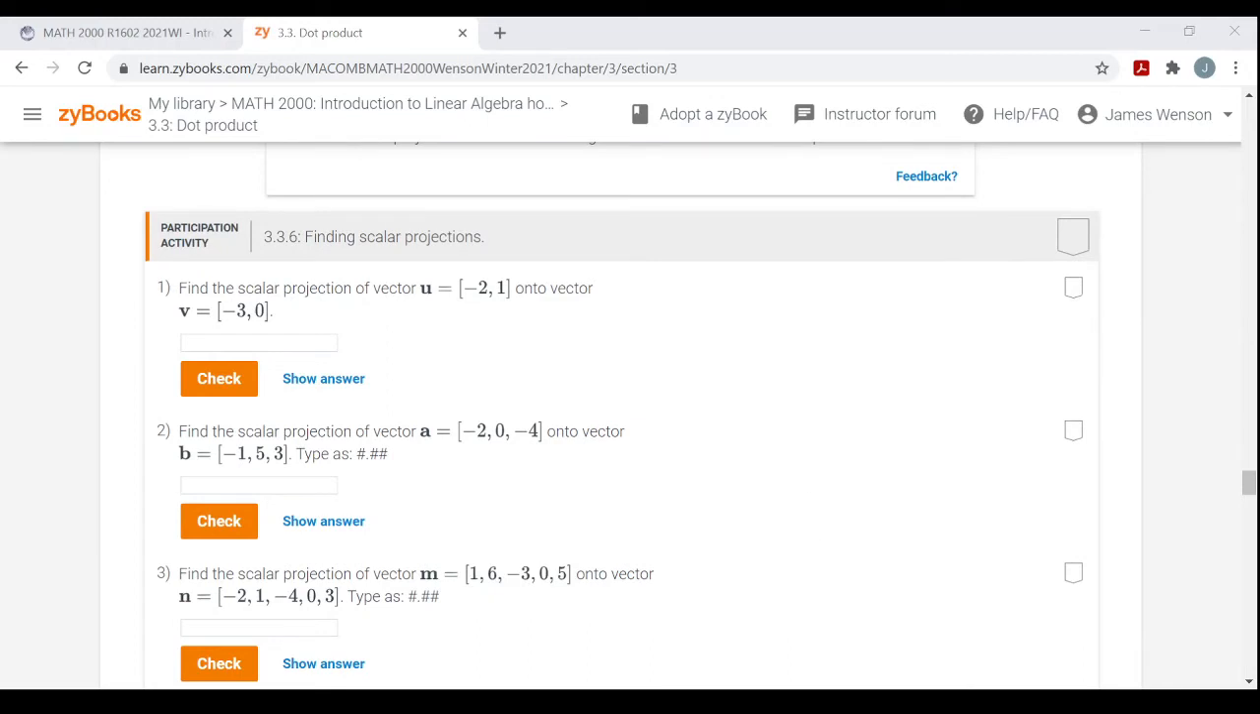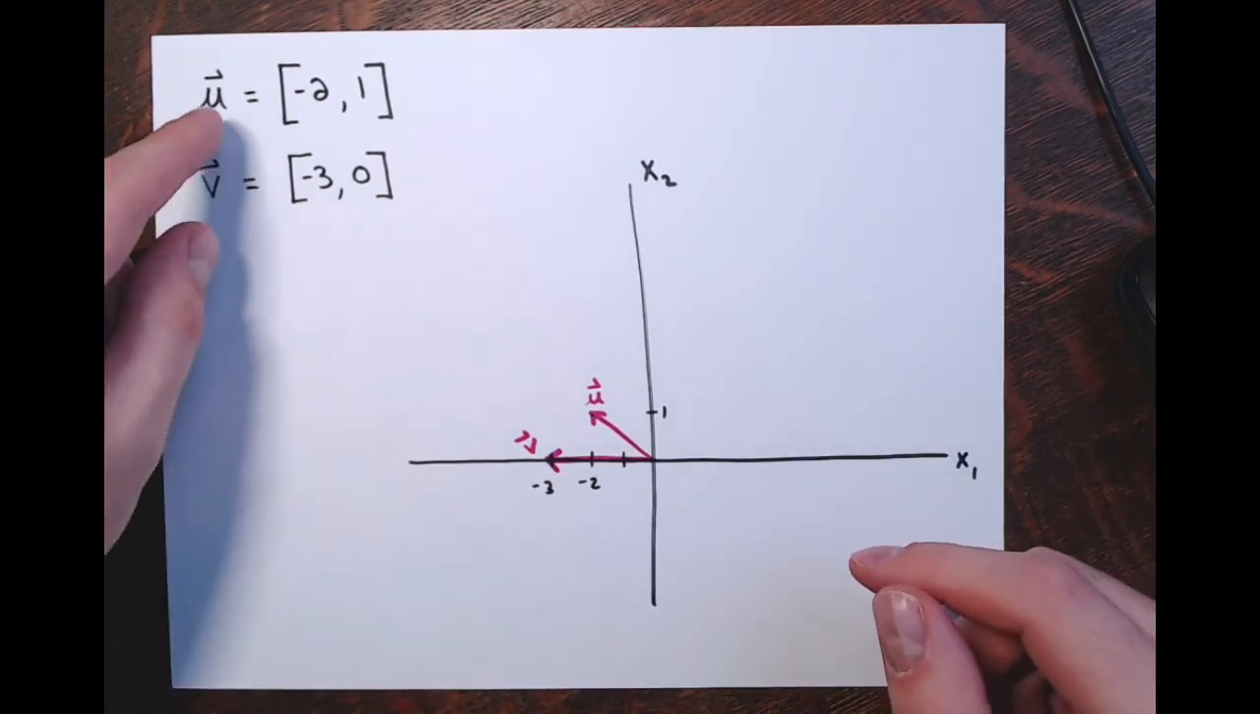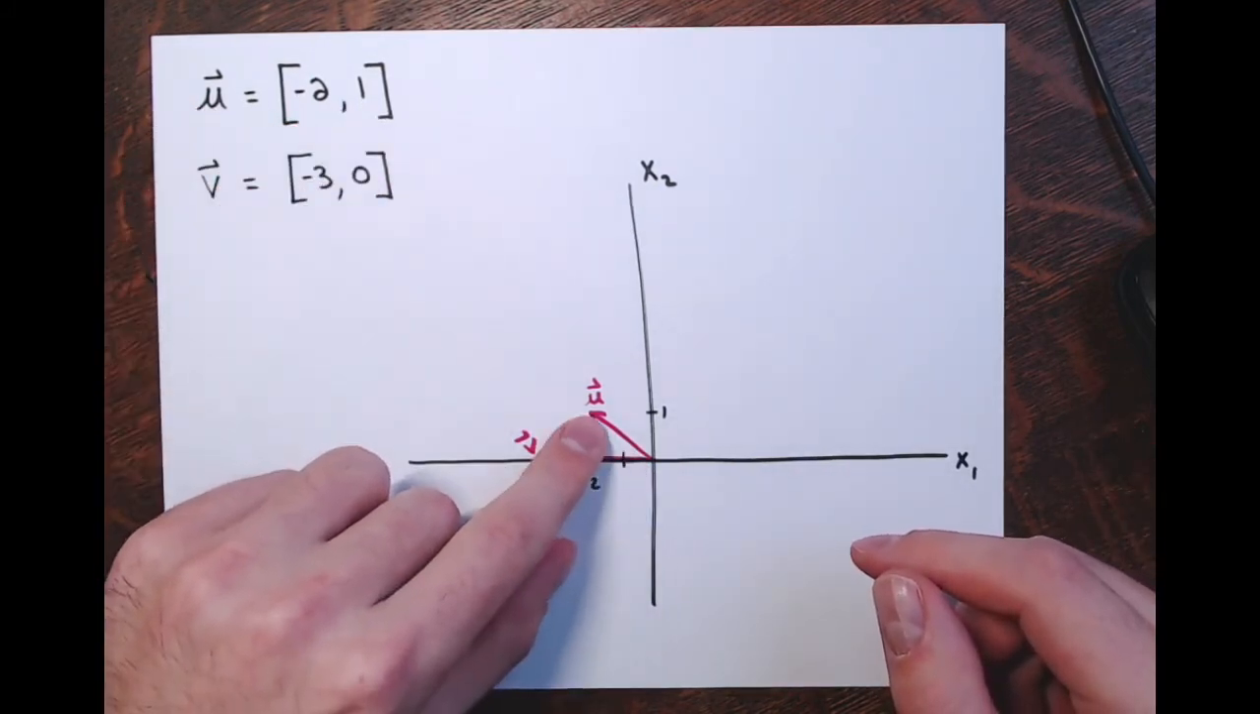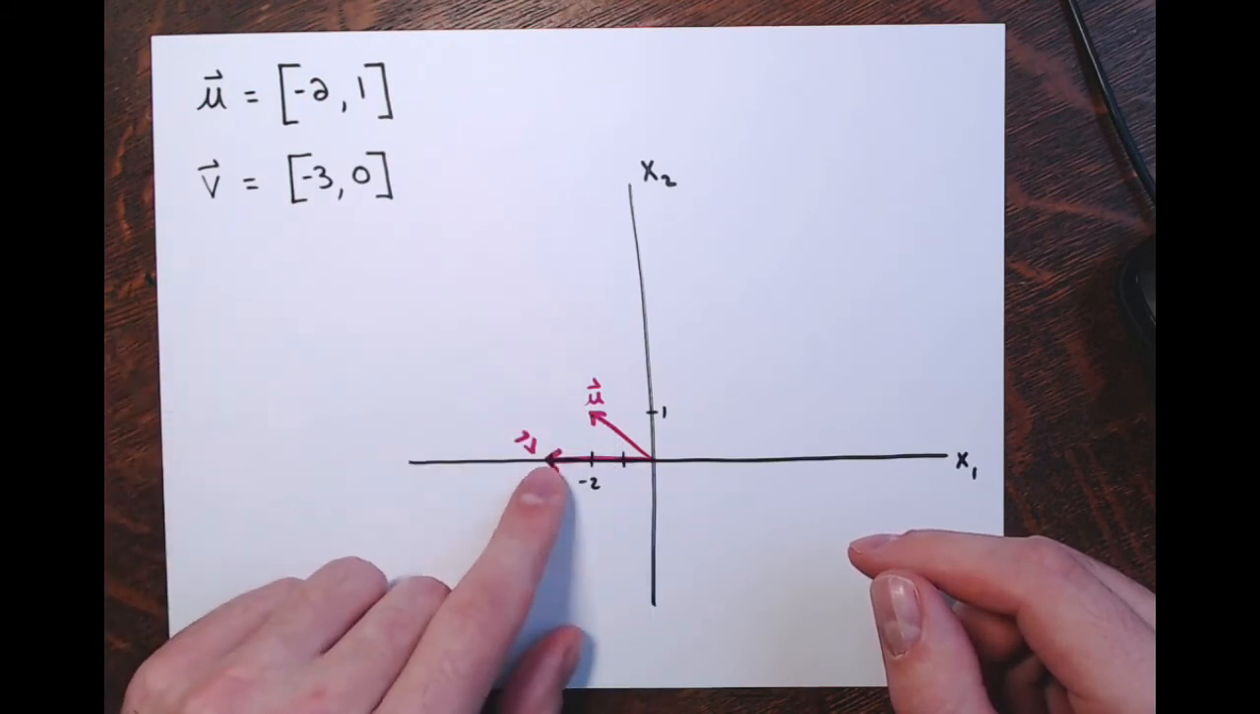So I want to do several of these. I know the first time people see this, they have a hard time. Maybe because I don't explain it very well, but maybe if I do more examples, it'll help. So again here, I'm given vector u as -2, 1. Vector v is -3, 0.